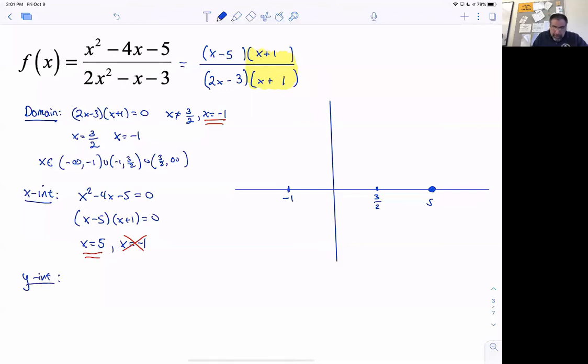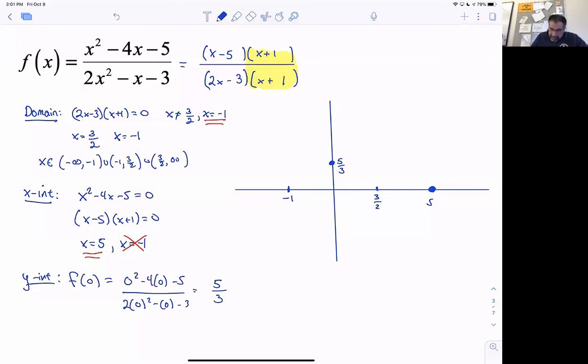And to find the y-intercept, we just substitute in 0 for x. We're going to do f of 0. So when we plug in 0 on this one, we're going to get 0 squared minus 4 times 0 minus 5 in the numerator over 2 times 0 squared minus 0 minus 3, putting our zeros in. We're going to end up with a negative 5 over negative 3, which is 5/3. So we know that we're going to have a y-intercept of 5/3 right there.